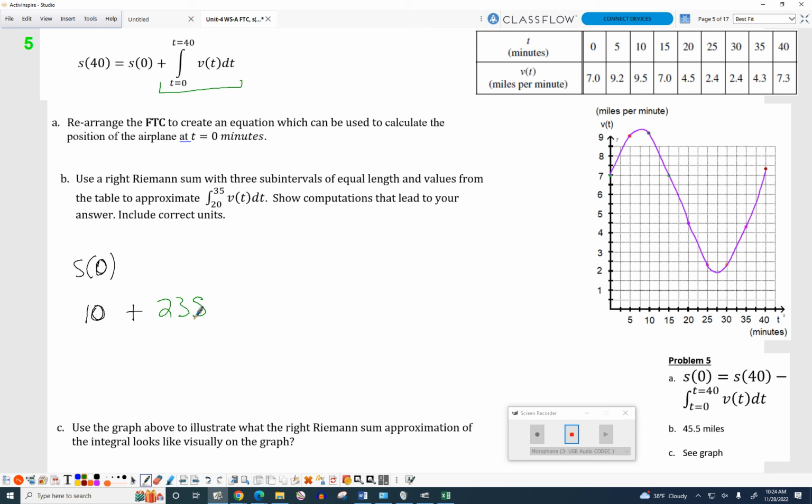By adding those two together, I can calculate what my new position is. So that's one of the most common ways the fundamental theorem is used, to calculate a specific position. That's the fundamental theorem of calculus. Questions? Please go.